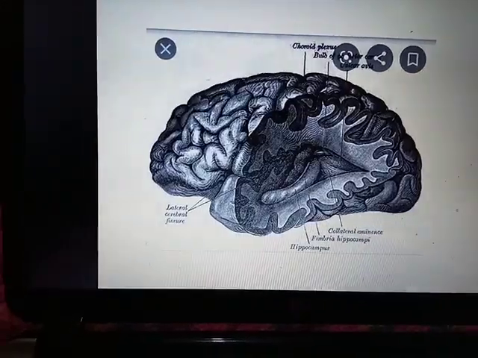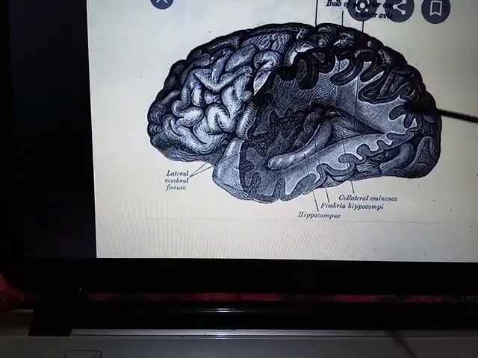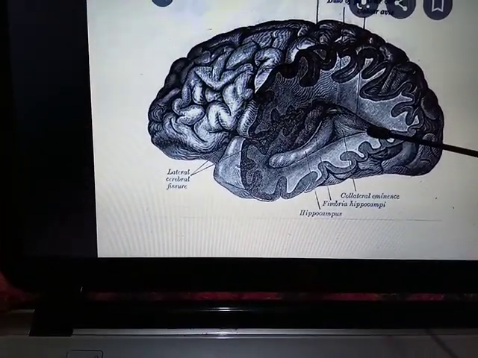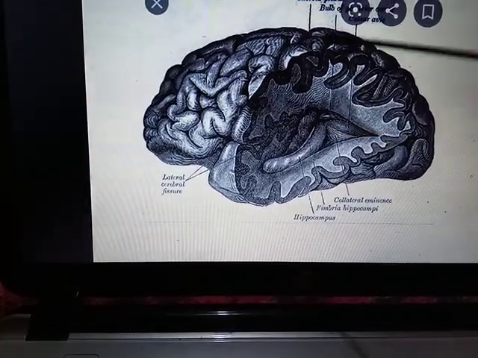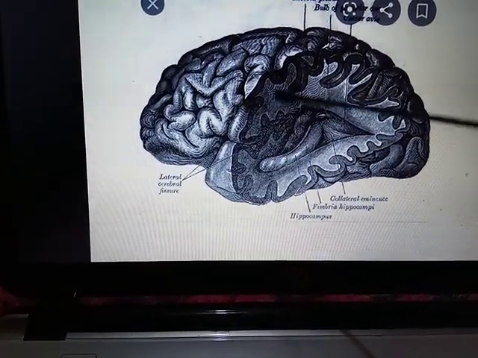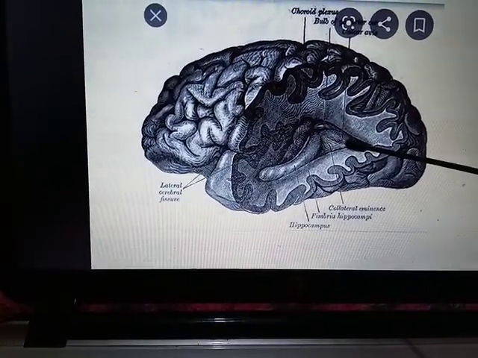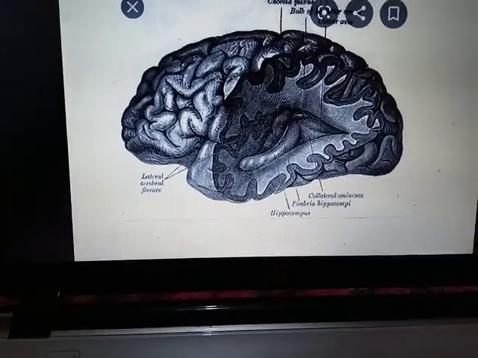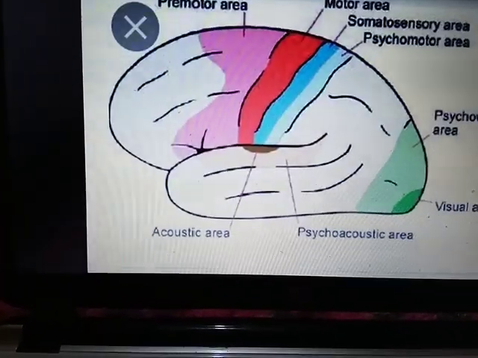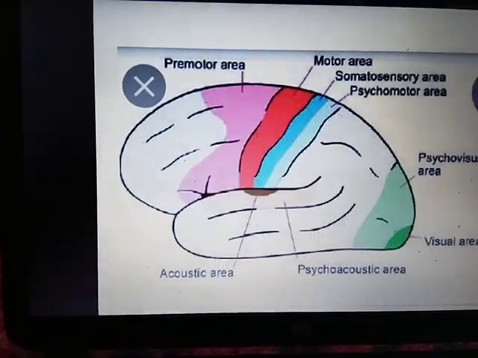Next slide. Here you can see this is the collateral eminence. We have traced the path for you. I have just explored the lateral ventricle here and you can see in this lateral ventricle you have this collateral eminence. This eminence is raised by the collateral sulcus.